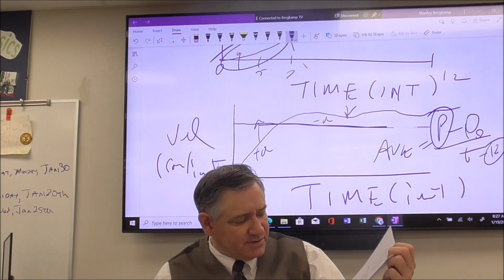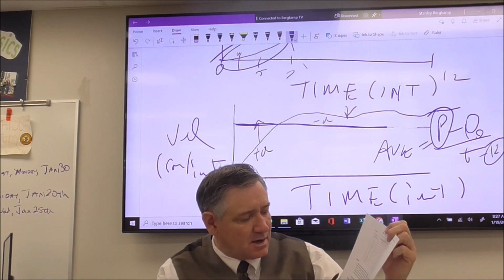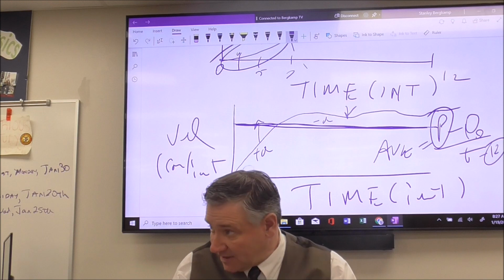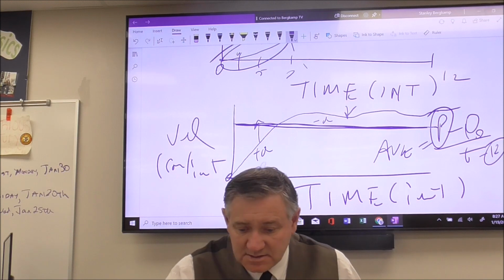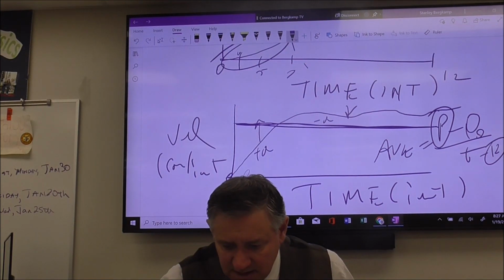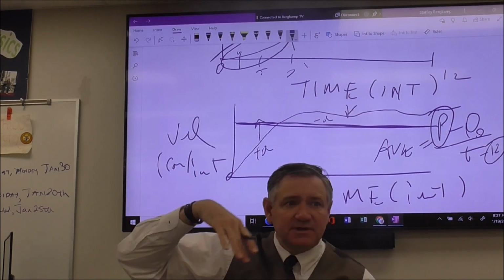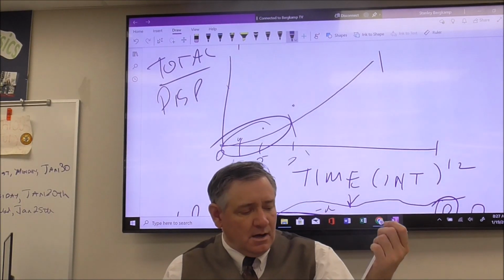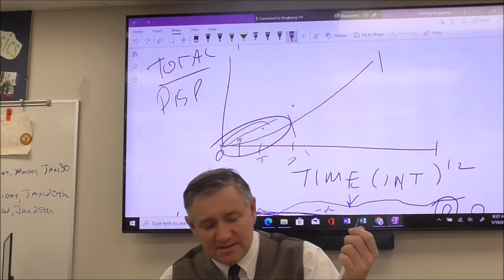You're also going to draw that on your position time graph. But on a position time graph, that's going to be a diagonal line. So on your position time graph, you're going to draw that average velocity as a straight sloping line, because that's going to be that slope. You've got a bunch of questions to answer.